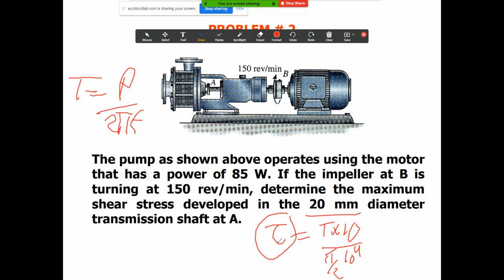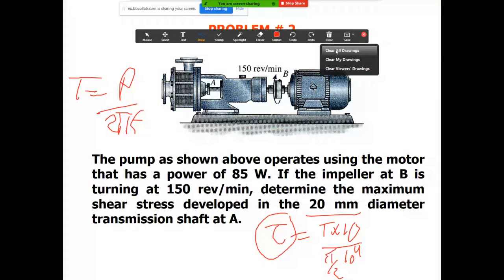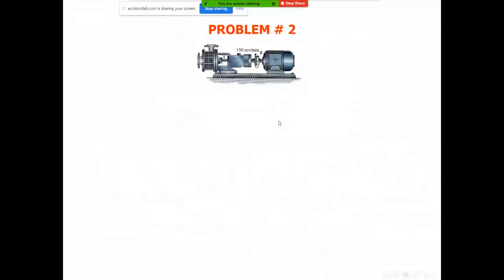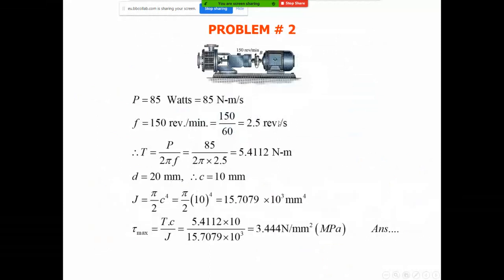We agree that the shear stress is maximum when you use the outer radius, either for the hollow or for the solid shaft. So this is what I need you to understand. This is the power, which he put in Newton meter per second. The frequency should be converted into revolutions per second instead of per minute by dividing by 60. This is the torque, in Newton meter. This is the diameter, this is c equals 10. This is J. And then after that, you will find tau maximum.